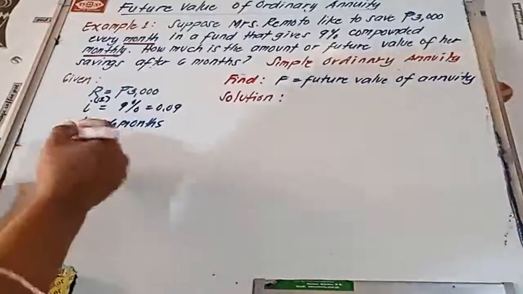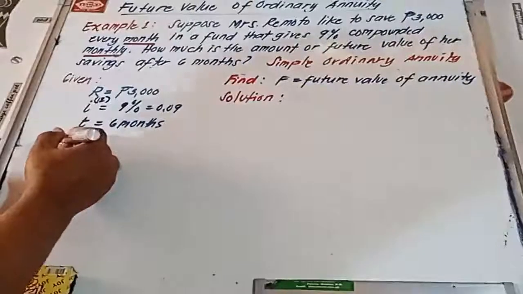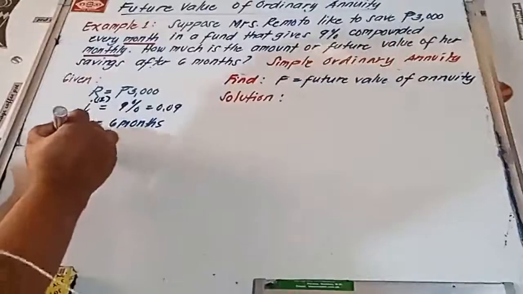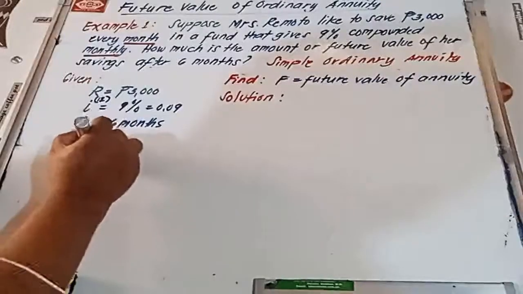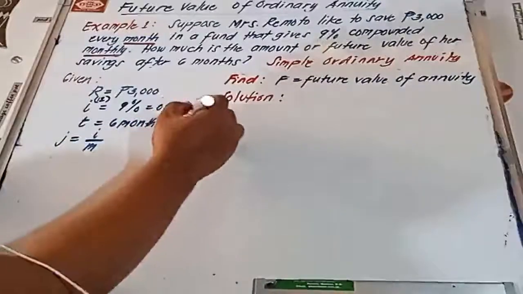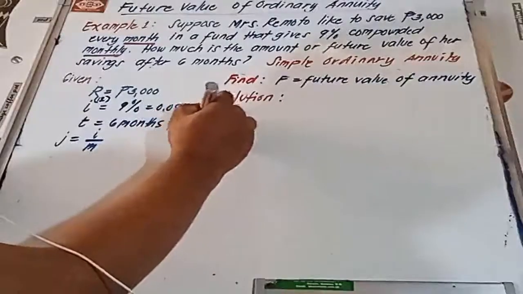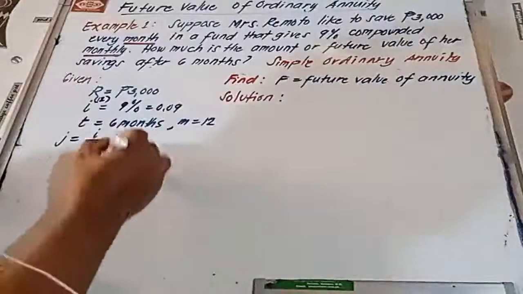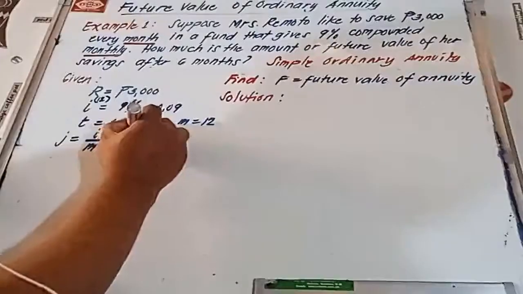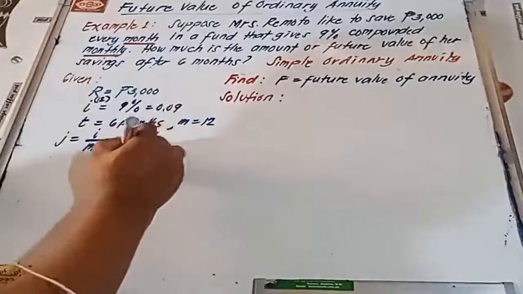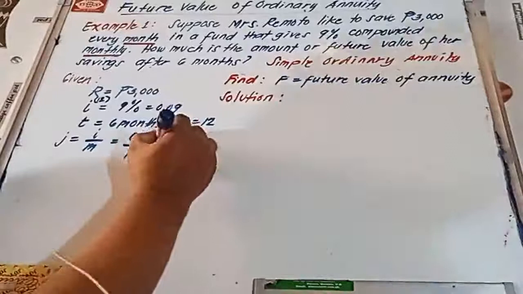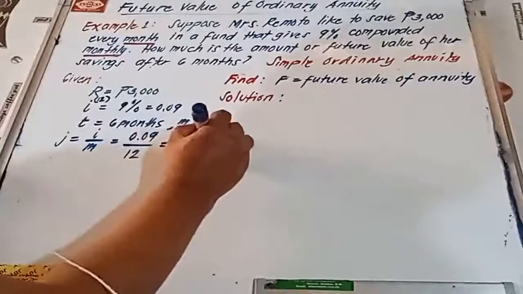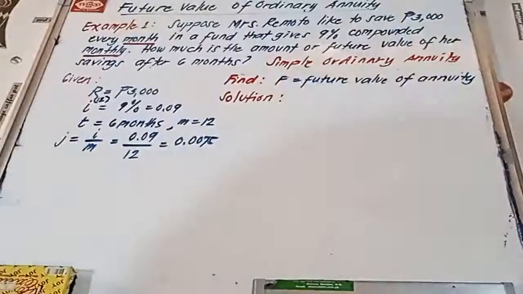And we can compute the interest rate per period, yung j natin, that is i over m. Ang m natin, by the way, is 12 kasi compounded monthly. So we have j is 0.09 divided by 12. So that is equivalent to 0.0075.